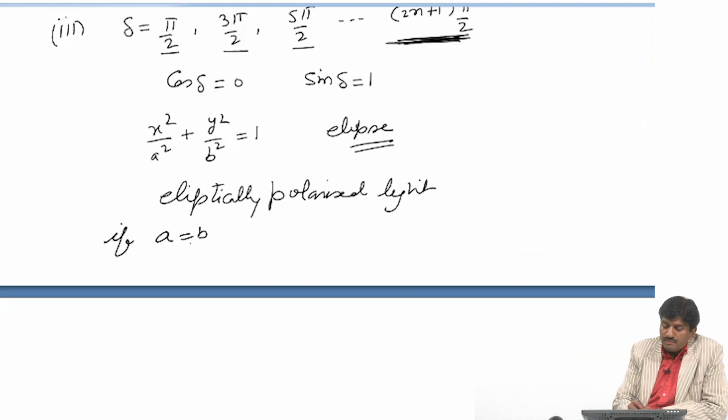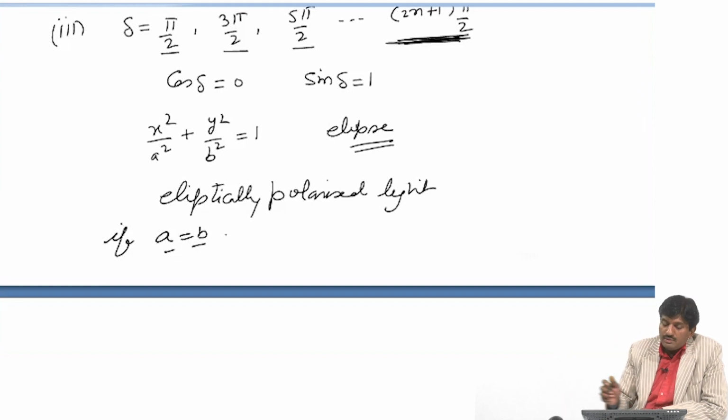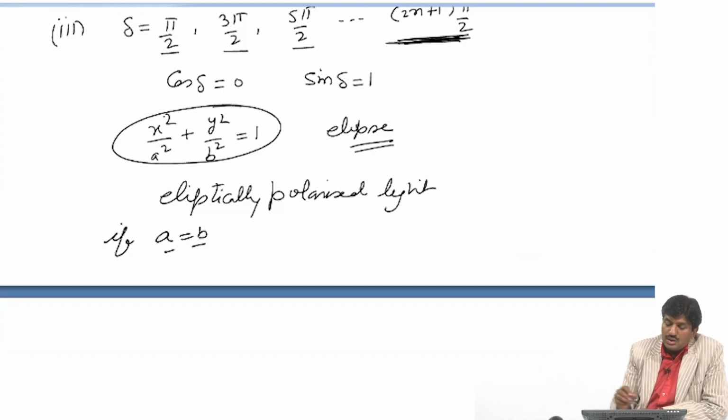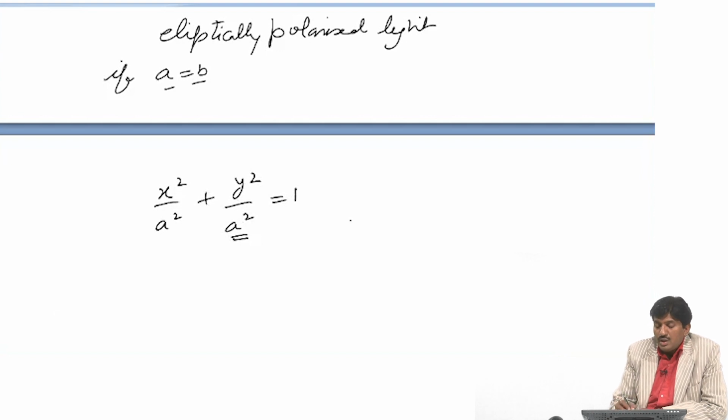And another condition in this situation: if A is equal to B, it means the amplitudes of E ray and O ray are equal to each other, then this equation becomes x square upon a square plus y square upon a square equal to 1, as A is equal to B. Now the equation becomes x square plus y square equal to a square.